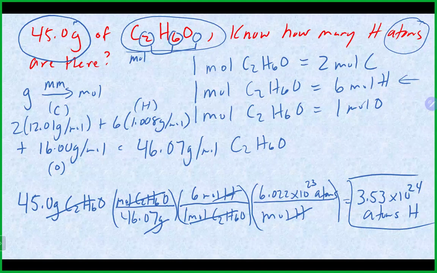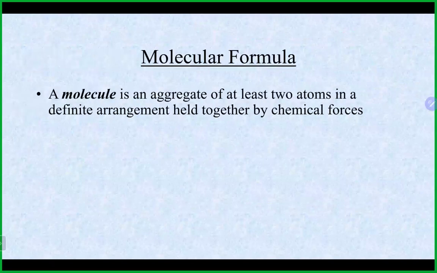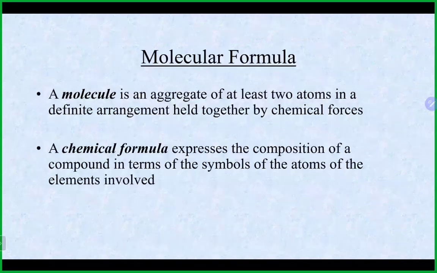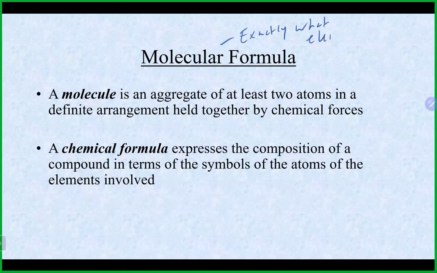All right, so let's then talk about the rest of the chapter here, which is the molecular formula. A molecule, as we talked about, is the arrangement of the elements and the atoms that are present. A chemical formula tells us the symbols, and a molecular formula basically will tell us exactly what elements are present.